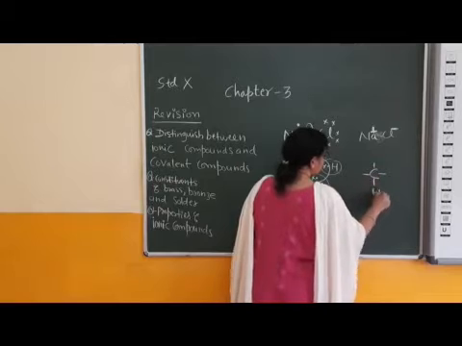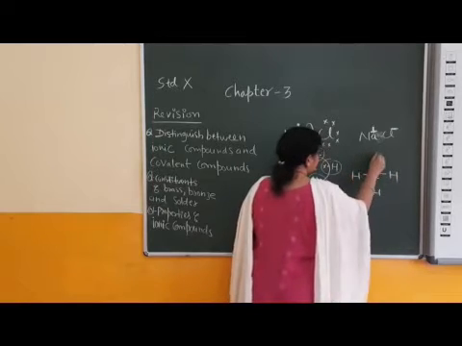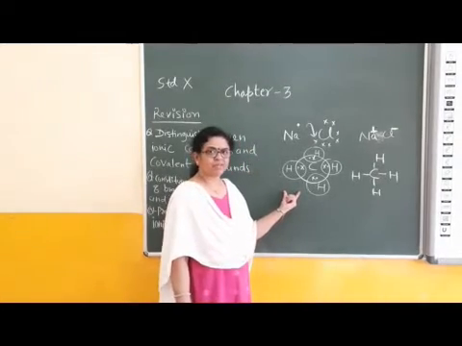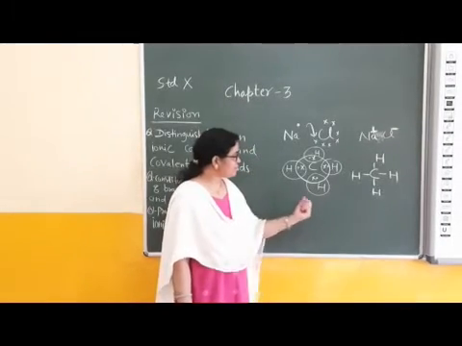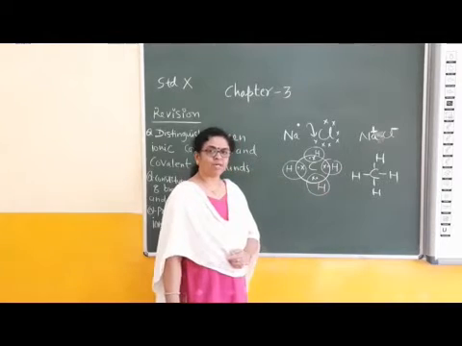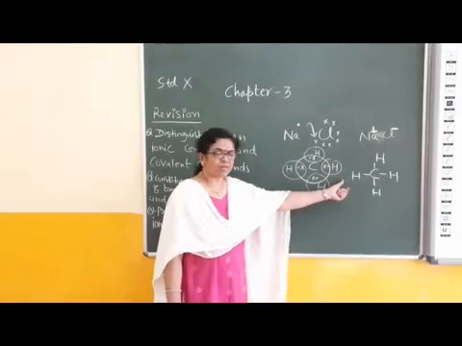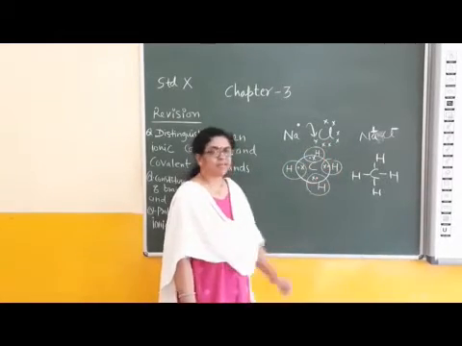In this covalent compound, this methane molecule, this is the methane structure. In this molecule, 4 covalent bonds are present. Covalent compound: presence of covalent bond. Ionic compound: presence of ionic bond.